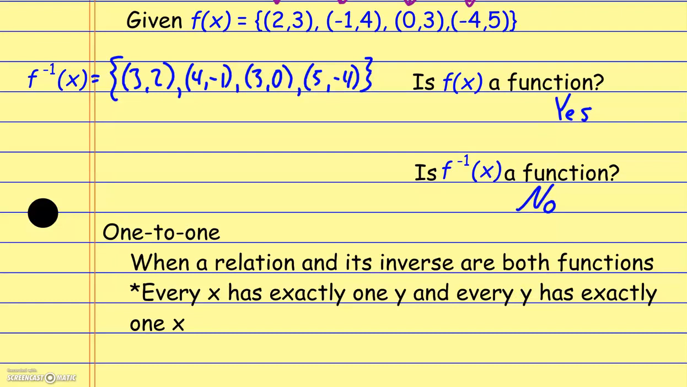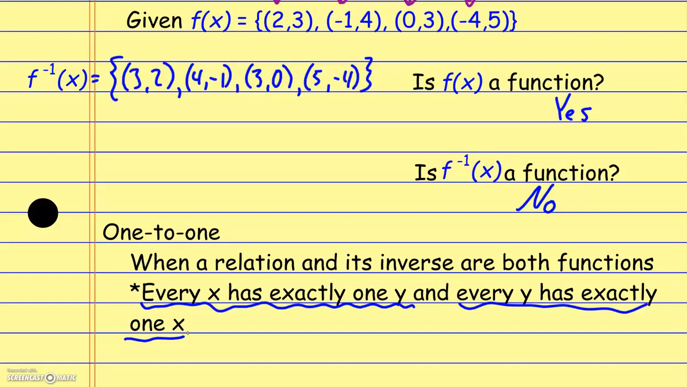Essentially this is saying the same thing. What it's saying is every x has exactly one y. That's the definition of something being a function. And then every y having exactly one x, that's essentially the inverse being a function, because when we switch them, those y's become our x values, all right?